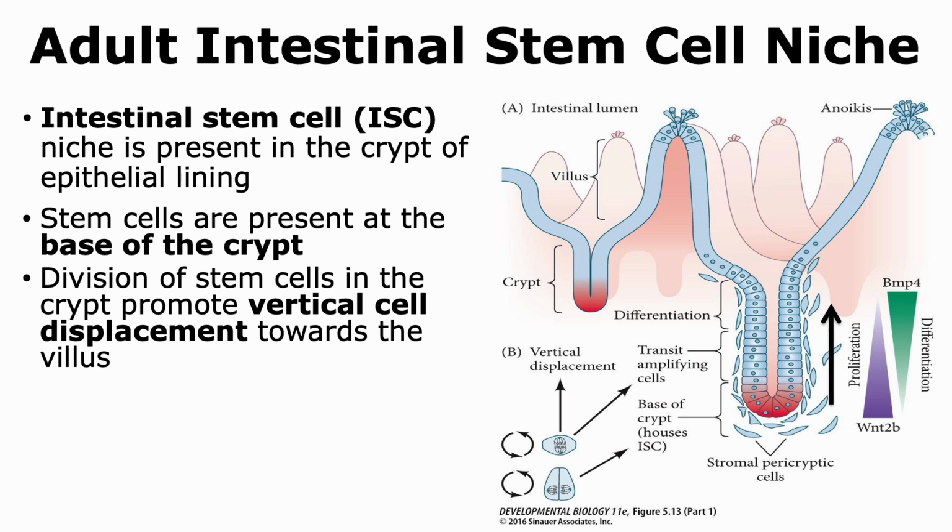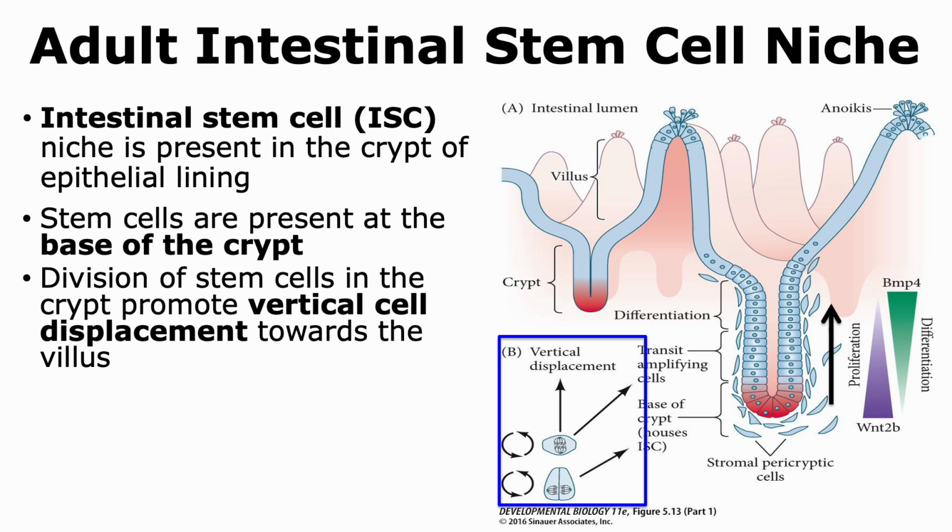Now, the division of the stem cells in the crypt promotes vertical cell displacement, and so the cells start moving towards the villus. This is shown by the arrow to the right. This is also shown in the plane of cell division shown in the blue box. When the cells at the base of the crypt undergo cell division, the plane of cell division is a vertical plane. However, the cells that are further up undergo cell division on the horizontal plane, and this promotes the vertical displacement of cells towards the villus.